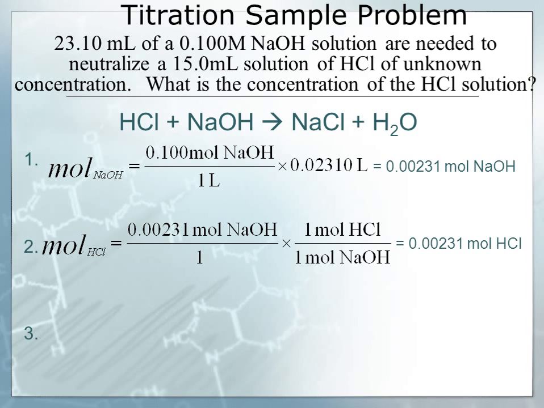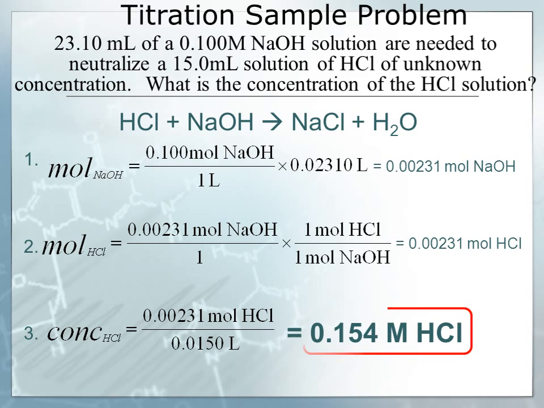So now, taking this information along with the fact that the volume was 15 milliliters, we can calculate the concentration of the hydrochloric acid by dividing the two, and we come up with a final concentration of 0.154 molar HCl.